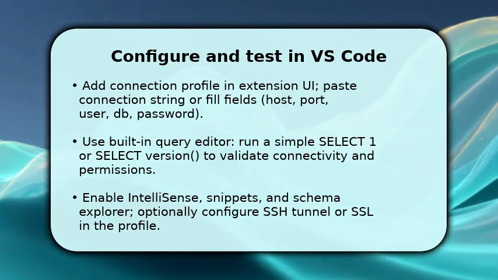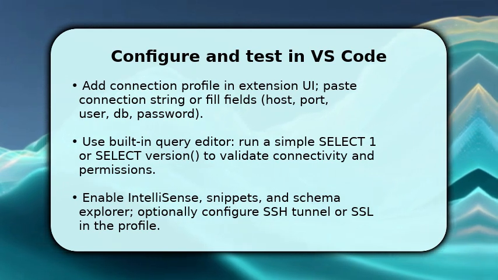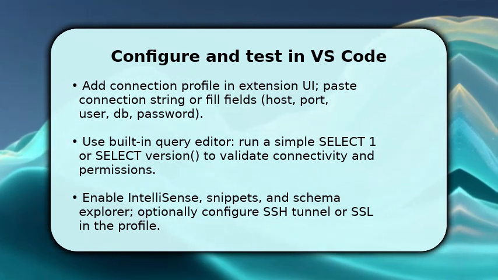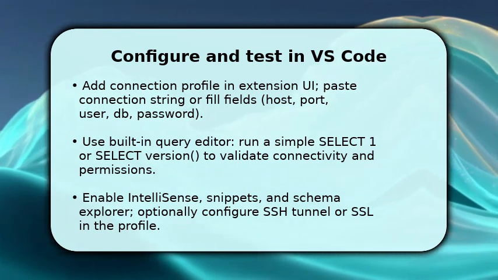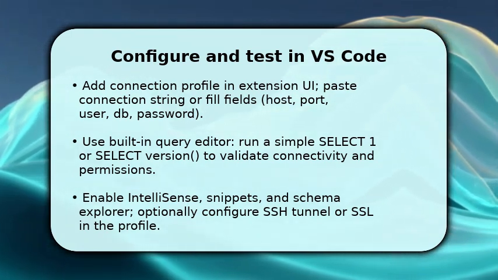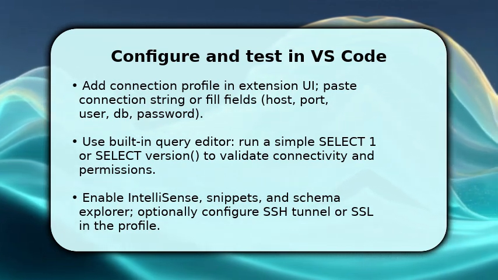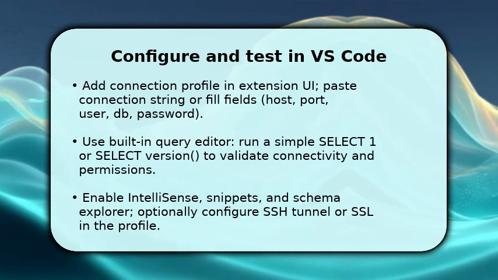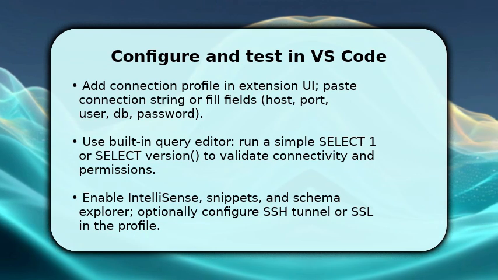Once configured, run a quick test query such as select one or select version to confirm the server responds and your user has the necessary permissions. If you need secure access, set up an SSH tunnel or SSL options in the same profile. This prevents intermittent failures. Make sure IntelliSense and Schema Explorer load so you can navigate tables and generate queries faster.